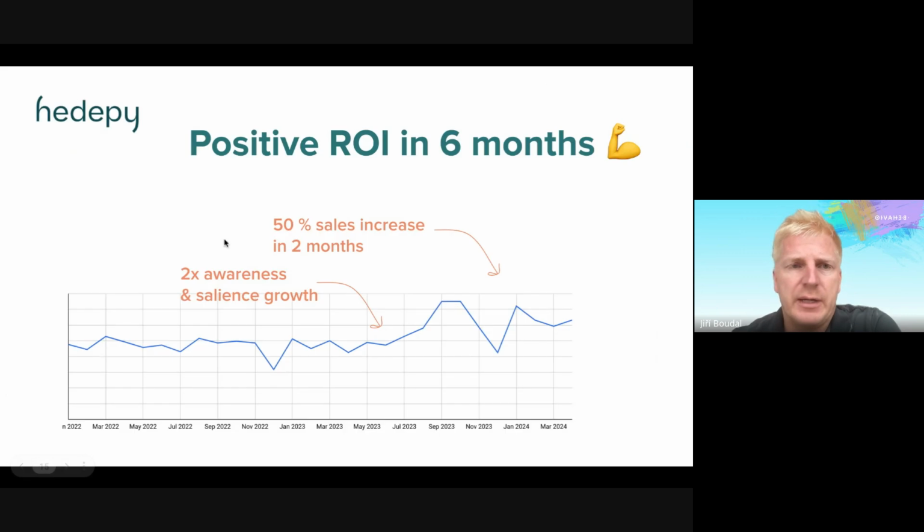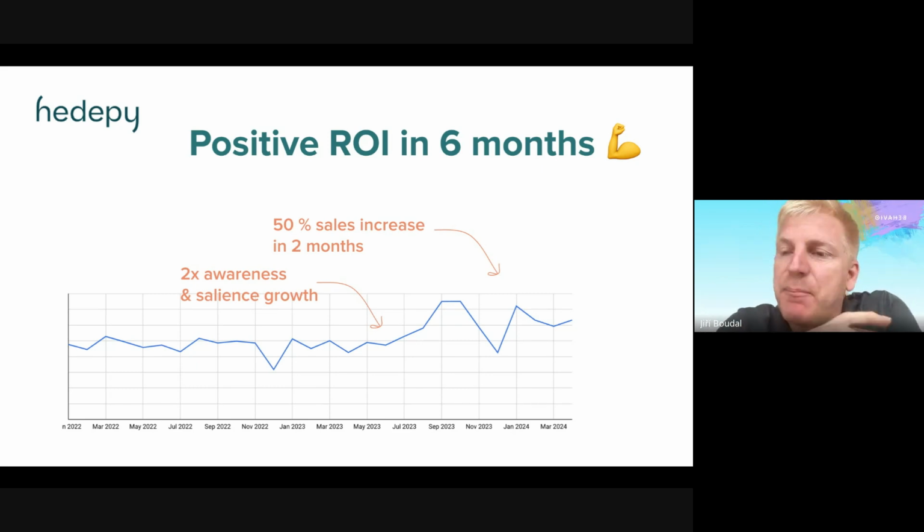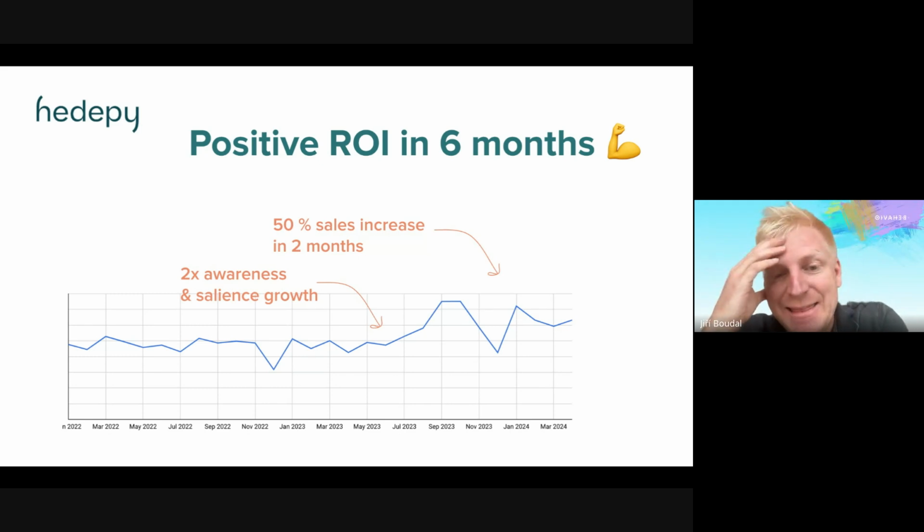Let me switch for a while to a different brand, HEDP, our client, online therapy. It's quite rare to see such a clear connection between brand building and sales, because often it's not. This is a plateaued brand. They were growing first with preference marketing, and then for more than a year, their new business was totally stalled, as you can see here.